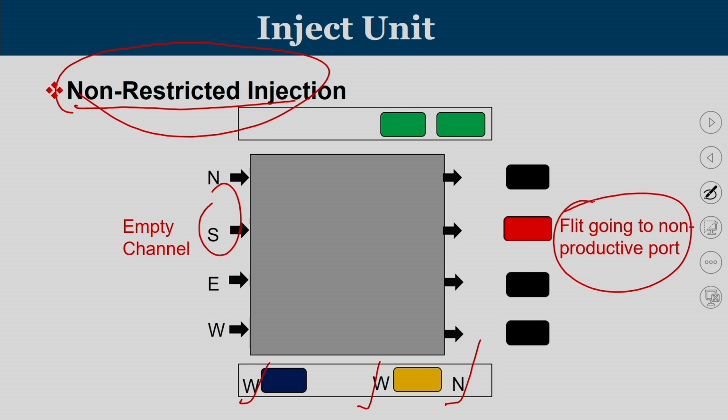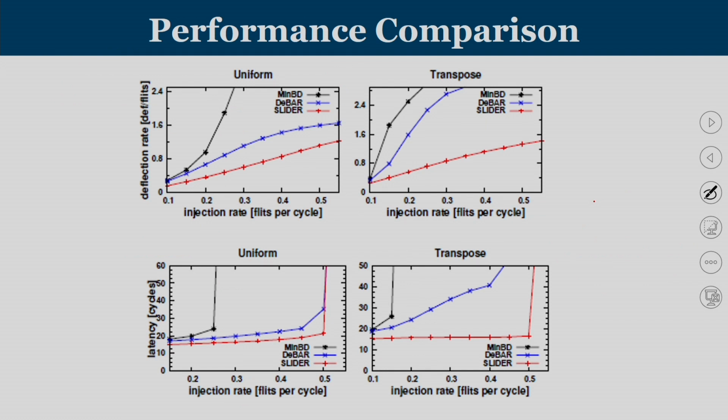So, when the buffer occupancy of a core buffer or a side buffer is nearing full, the router operates in non-restricted injection. The flit will be injected into whatever output port is freely available. Let us look at the performance characteristics. This is called deflection rate. There is a comparison between the 3 deflection routers we learned so far: MinBD, D-bar and slider. MinBD is shown in black, D-bar in blue, and slider in red.